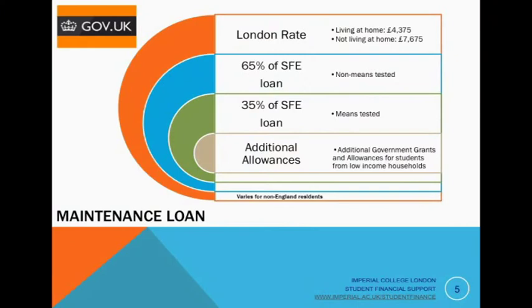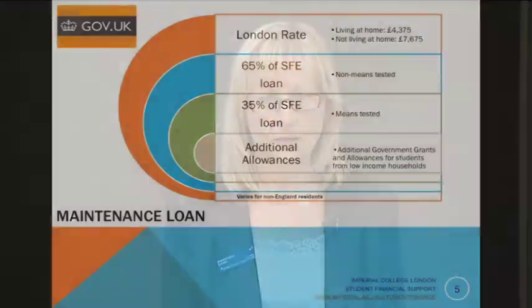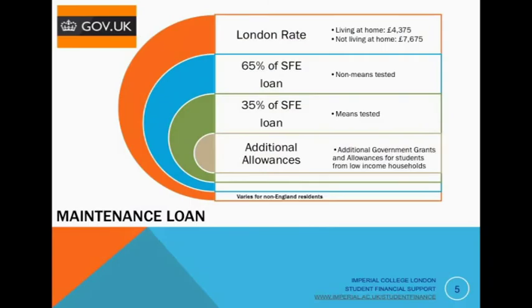For maintenance loans through Student Finance England, the London rates is 7675 if you're living in halls accommodation and 4375 if you're living at home. 65% of that is non-means tested. So again, if you don't want to go through a means testing assessment with Student Finance England, you can apply for 65% and you would get that no matter what the household income is. However, if you want to go for the full 100% maintenance loan, for the extra 35%, you would have to have an income assessment done.